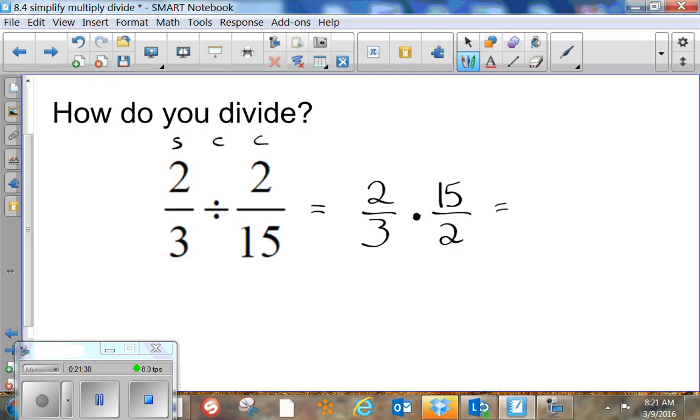Now it's a multiplication problem. We already know how to do that. We cross cancel. So the only difference between this and what we've been doing for the past 10 minutes is we're going to change before we start factoring and canceling.